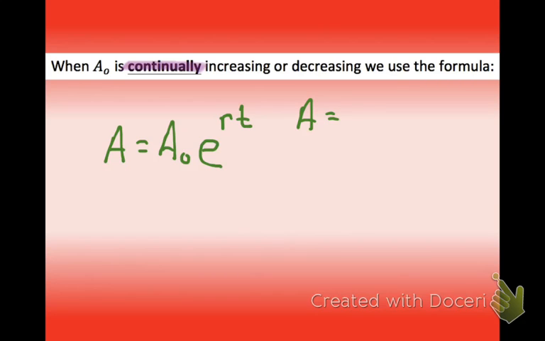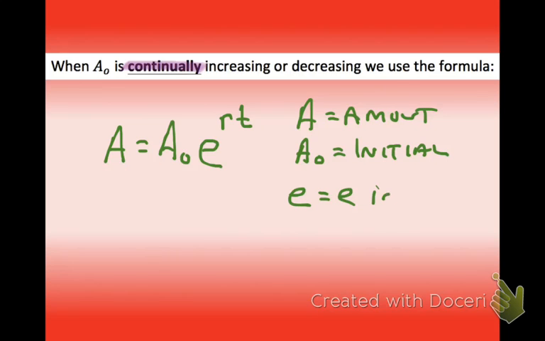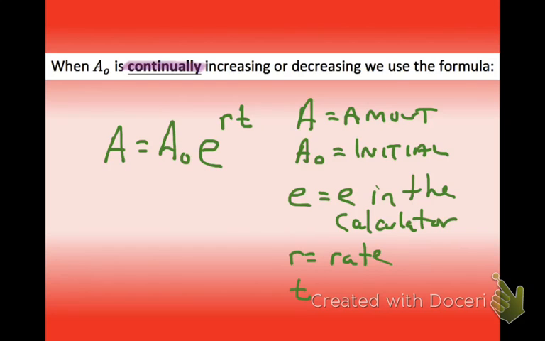And again, A is your amount that you have at the end. A sub 0 is your initial amount. e in this case is just going to be e in the calculator. r is going to be a rate, and t is still going to be time.